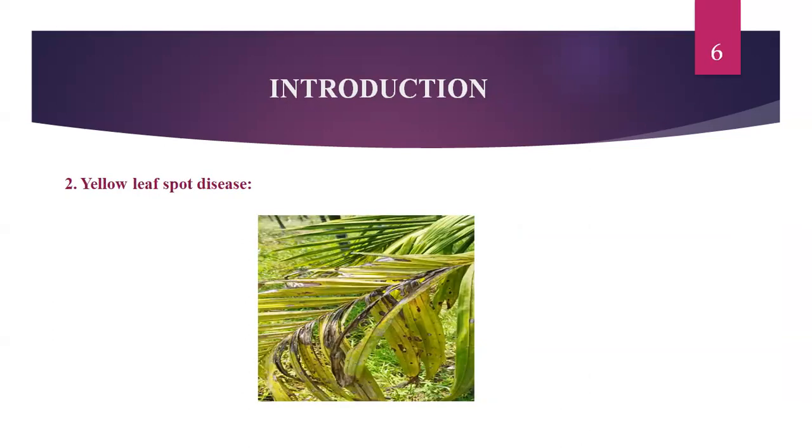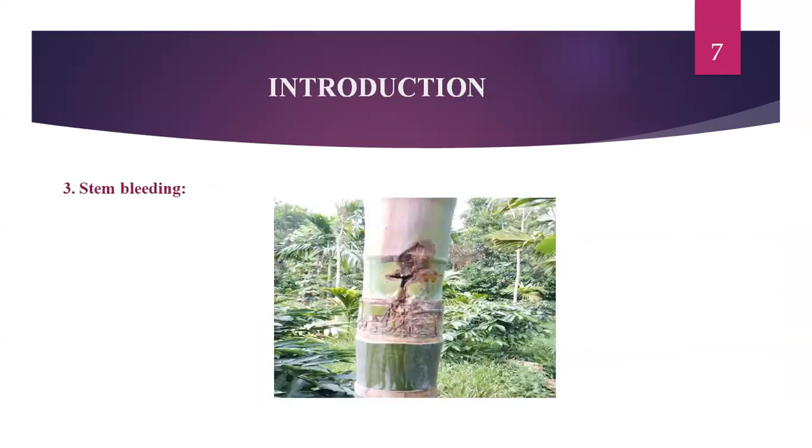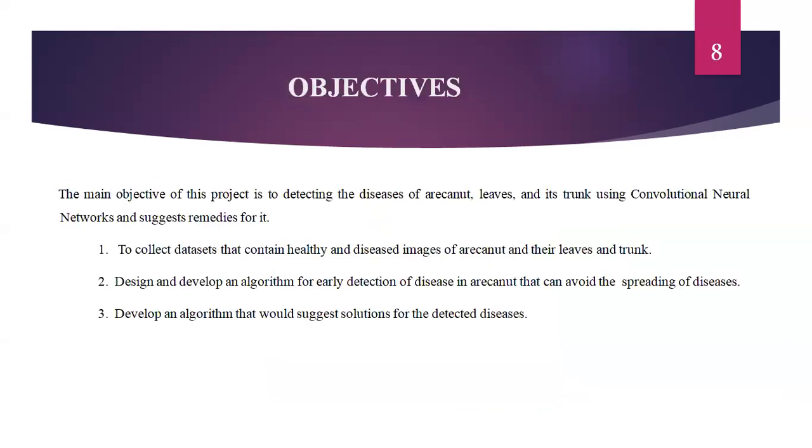The second one is yellow leaf spot disease. In this disease, yellowing occurs in the outer whorl and spreads to the whole leaf, and the leaf drops down, covering the stem. And the next one is stem bleeding. This disease is caused by the Thielaviopsis paradoxa fungus and affects the arecanut trunk area. The color of the trunk changes and rust colored liquid bleeds out from the infected area of the trunk. This is another disease of the arecanut stem.